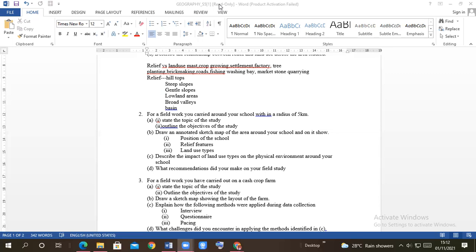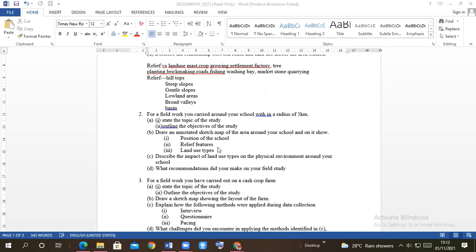You draw a panorama. That is annotated sketch. But if they say annotated sketch map, it remains a sketch map. So you go and draw a boundary, then you put the compass, then you show the main road of that area. And on that main road, you show with arrows where the residence of Mr. Mwanje is located.